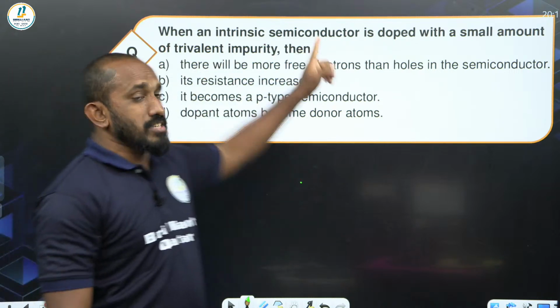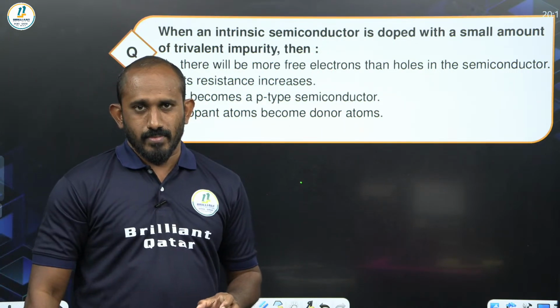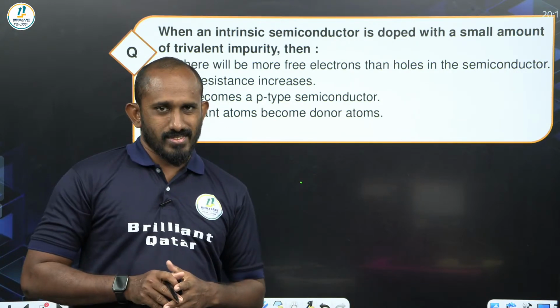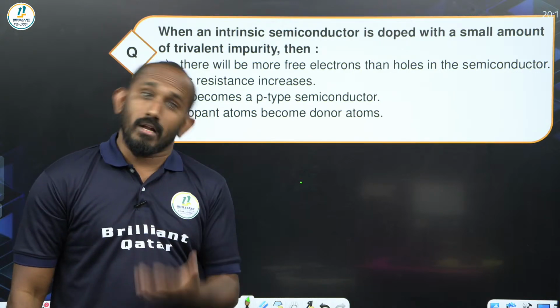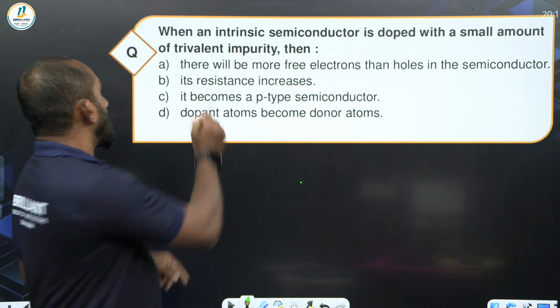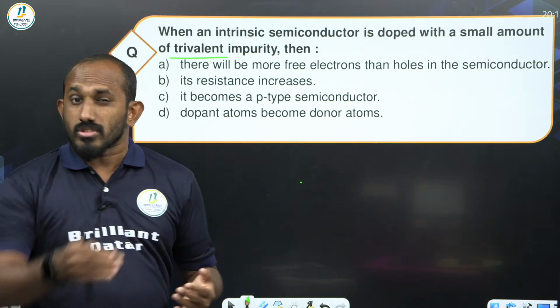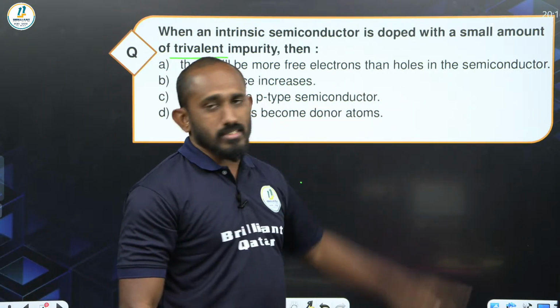An intrinsic semiconductor means the pure form of semiconductor. There is no impurity, just an equal number of holes and electrons. Electron-hole pairs are equal, and that's because of thermal vibrations. Then if it is doped with a small amount of trivalent impurity, so trivalent you are adding, 13th group, see the options: there will be more free electrons than holes in the semiconductor.